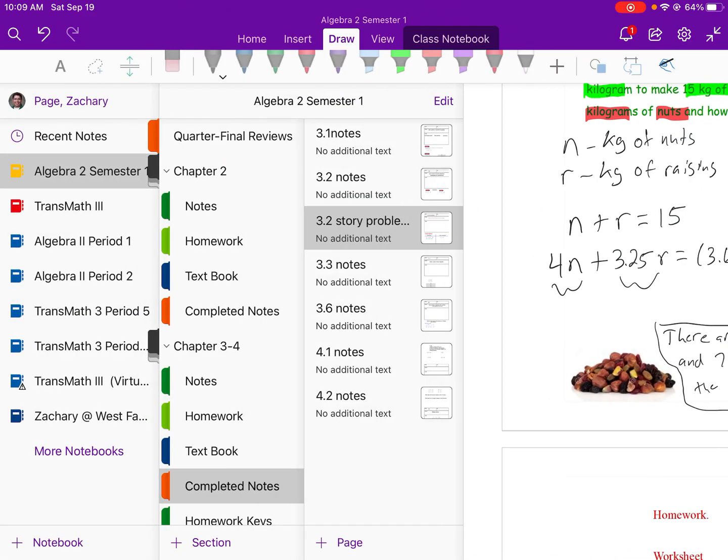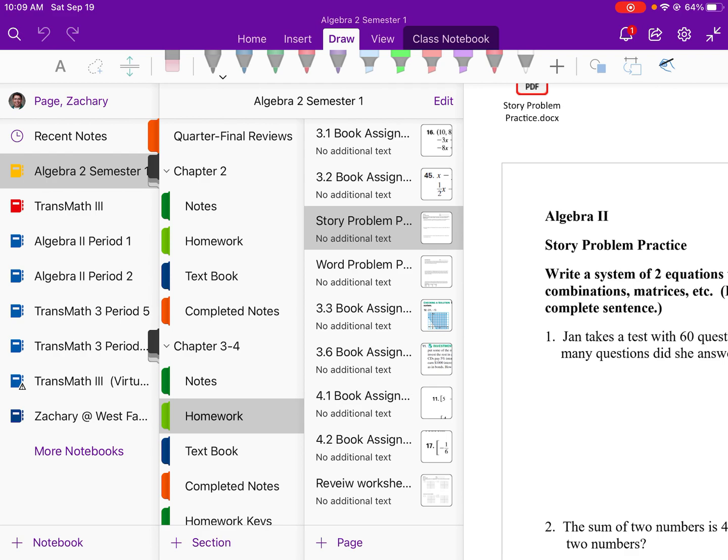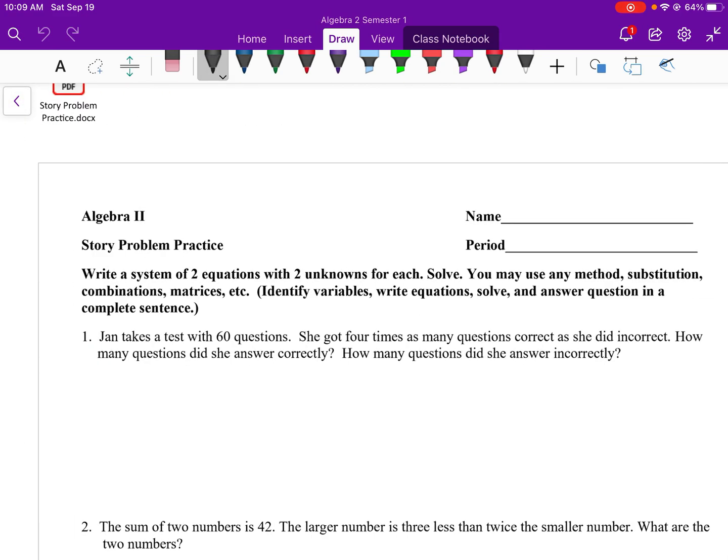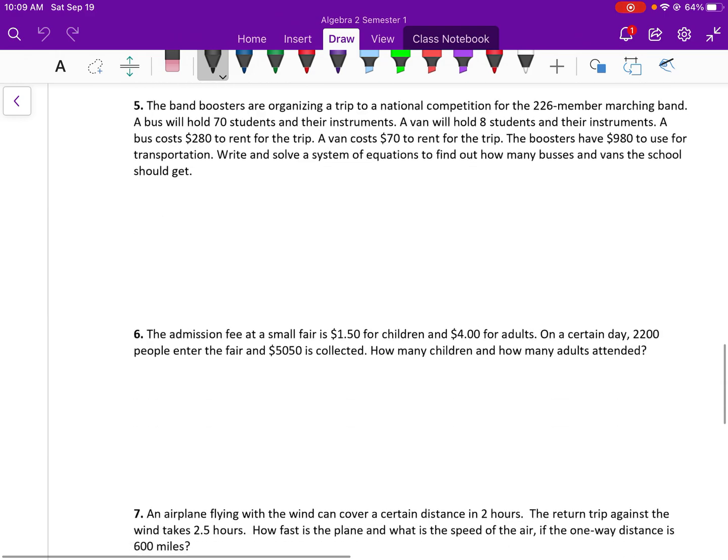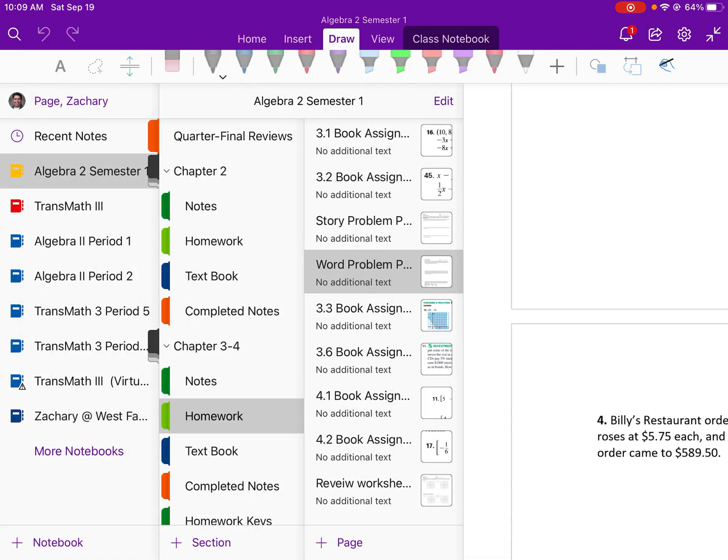Okay, so your homework for this lesson will be the word problems, story problems practice. There is another one here that's just some extra practice. So either one, make sure you work on those.